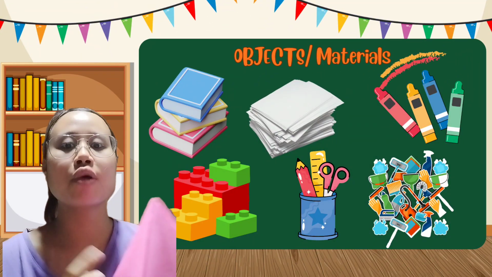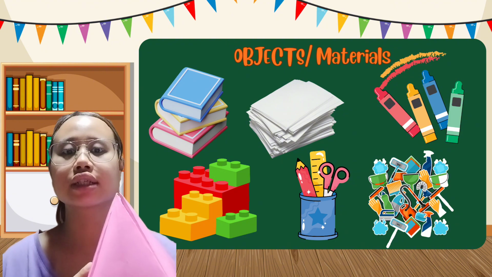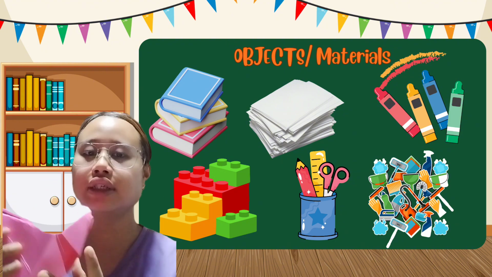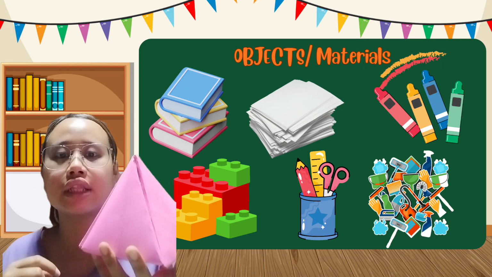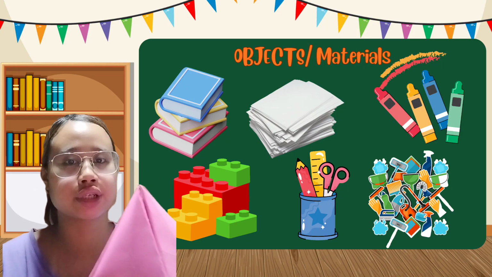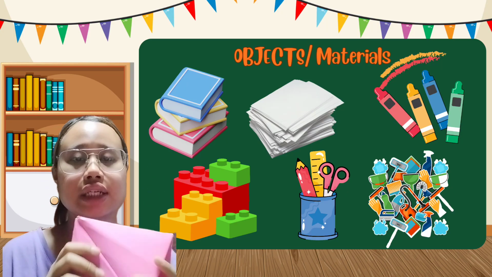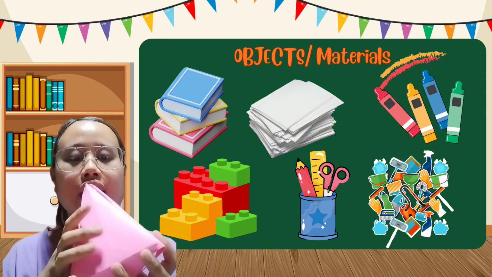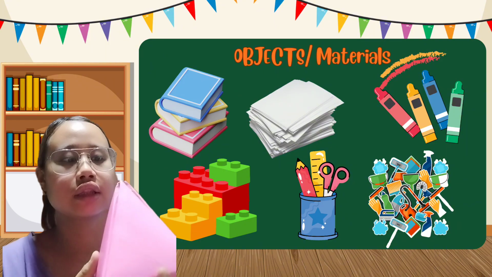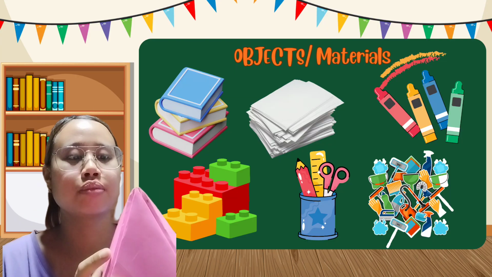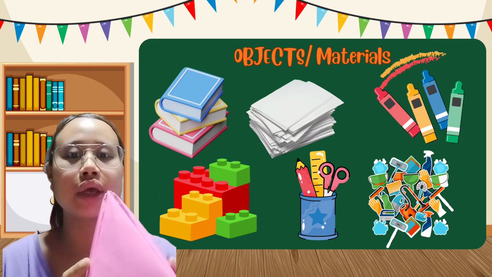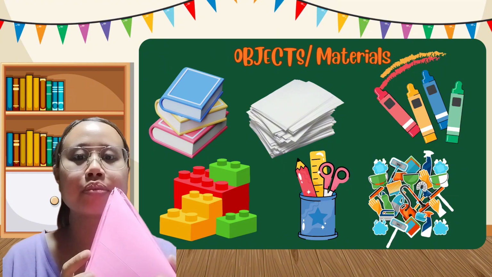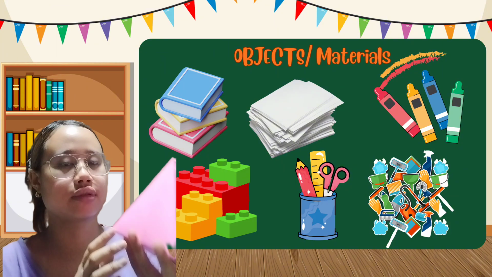So what I am holding right now is an example of objects or models. So this is a pyramid. This is made out of colored paper and it is super easy to do and a kid-friendly activity. You can do this by just using your colored paper, glue, scissors, and your pencil and ruler.